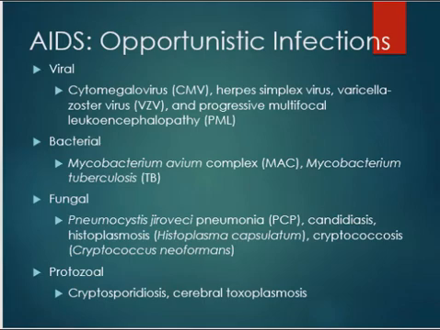With these conditions, there's concerns for opportunistic infections. Virally, that could be cytomegalovirus, herpes, varicella zoster virus, and then leukoencephalopathy. Bacterial could be tuberculosis, fungal: pneumocystis pneumonia, Candida, histoplasmosis, and protozoal. You have cryptosporidiosis and toxoplasmosis.